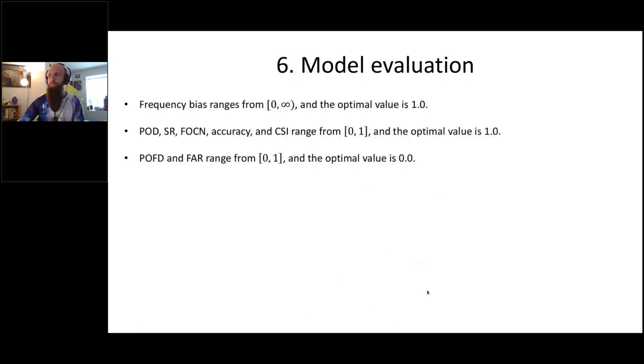which you want to be as close to one as possible. So like I just said, frequency bias, the optimal value is 1, and it ranges anywhere from 0 to infinity. Most of the values I just showed you on the last slide, probability of detection, success ratio, frequency of correct nulls, accuracy, and critical success index, all range from 0 to 1, and they're positively oriented, so the best value is 1. And then probability of false detection and false alarm ratio, the POFD and FAR, also range from 0 to 1, but they're negatively oriented, so the optimal value is 0. You don't want to have false detections, and you don't want to have false alarms.